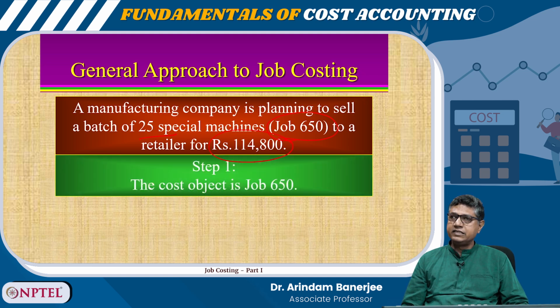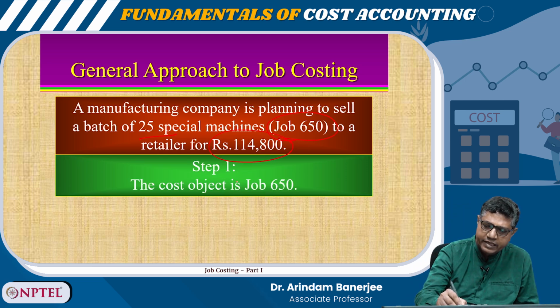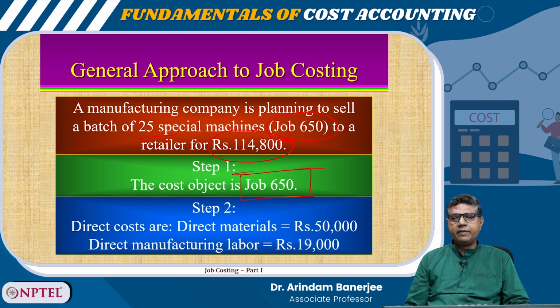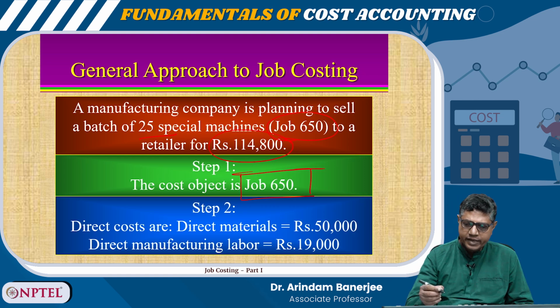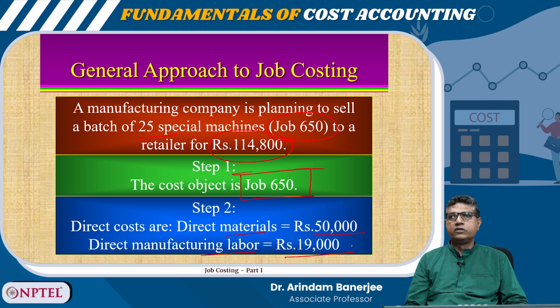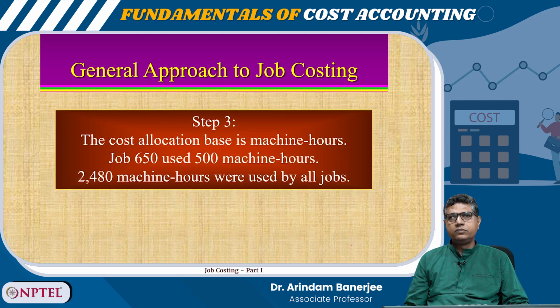So, what is the first step? First step is we determine the cost object. So, the cost object here is the job 650. What is step 2? Direct costs. We have identified which direct costs we can directly assign to the job. So, there the direct material we found is 50,000 and manufacturing direct labor is 19,000. So, these are the 2 items.